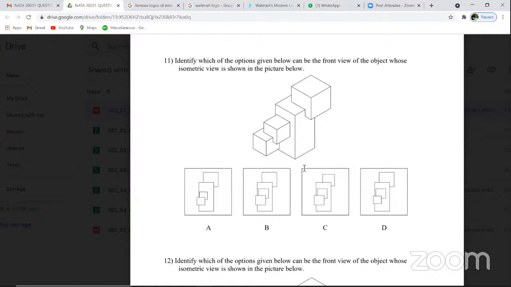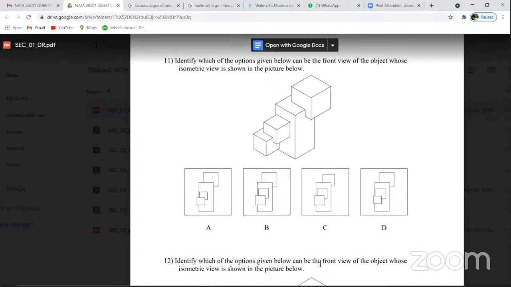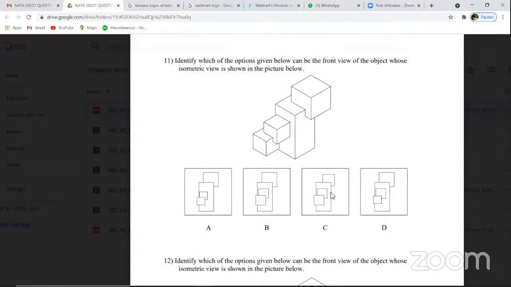Ma'am, but the below part of the option, guys. Every option should be some bigger, no? Not so big. I think so. There should be an E option. Okay, I think it is B.